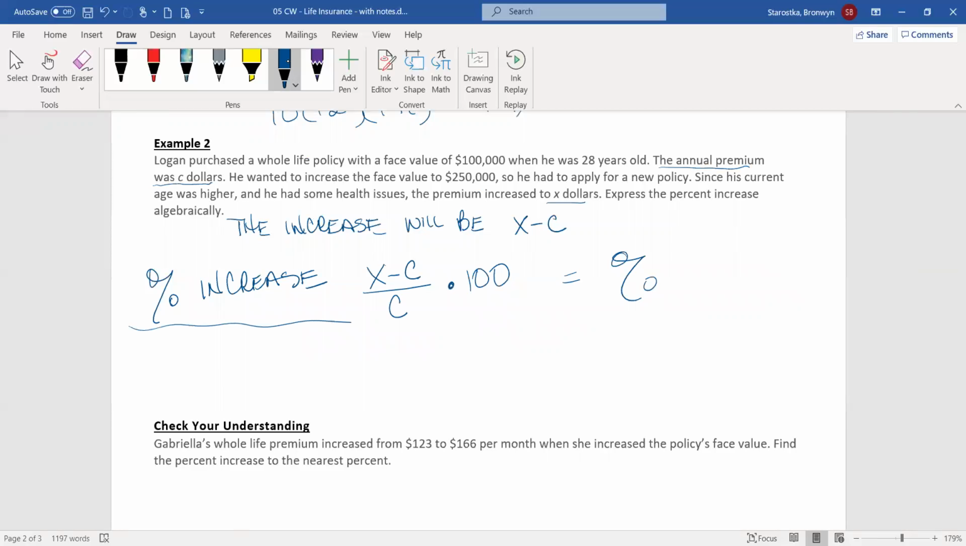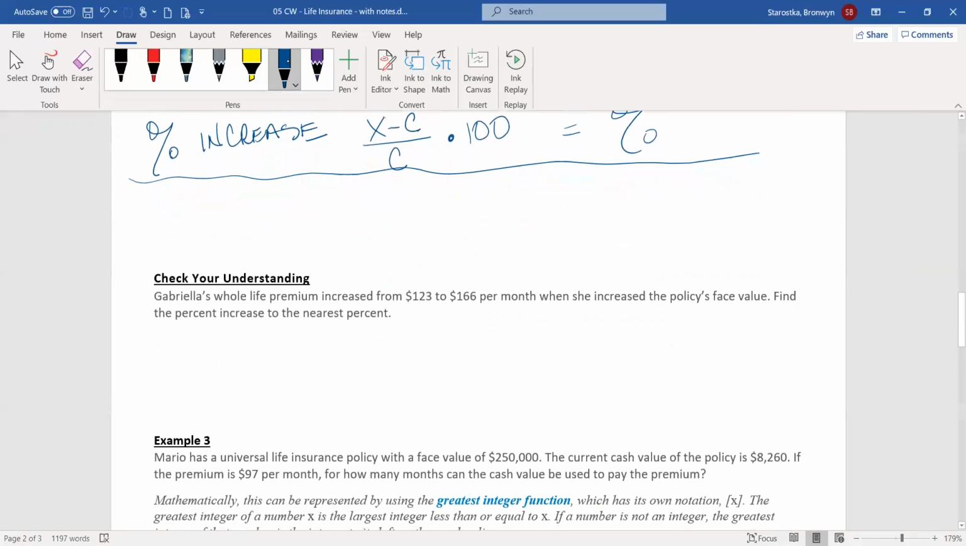So things to consider: age, health, family history, all go into how much you pay in premiums. So thinking about locking in your lower rate when you're younger and healthy is probably a pretty smart strategy.